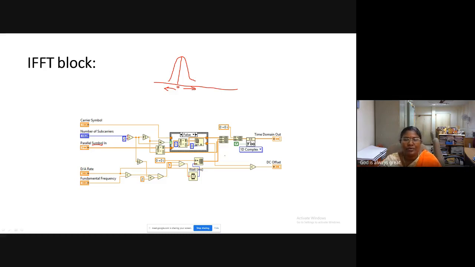In addition to that, you may have to add the zeros. This is for zero padding conditions, right? How many zeros you are going to pad in depends upon the fundamental frequency and the data rate that we are going to specify. That's it.